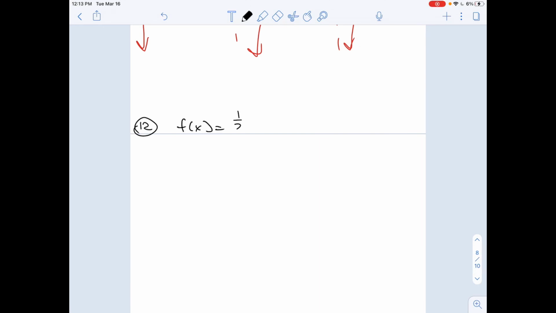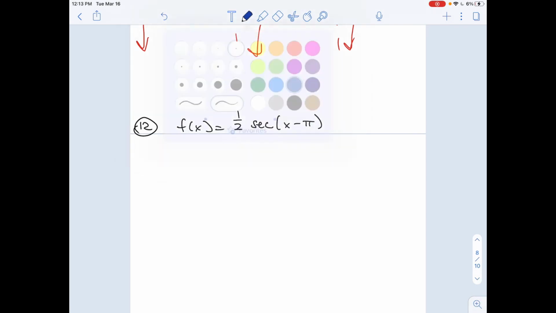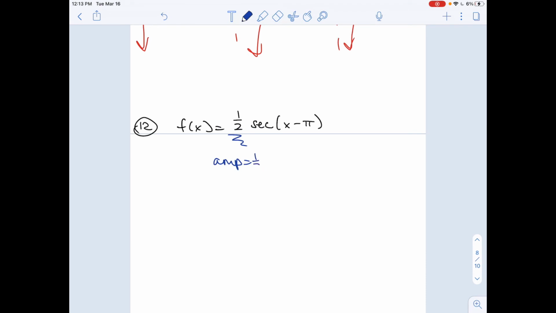F of x equals 1/2 times the secant of x minus pi. So we're going to look at how this changes as well. We know here's our a value, which is the amplitude, is 1/2. Here, there's an invisible 1, so the period does not change. The period still stays at 2 pi.